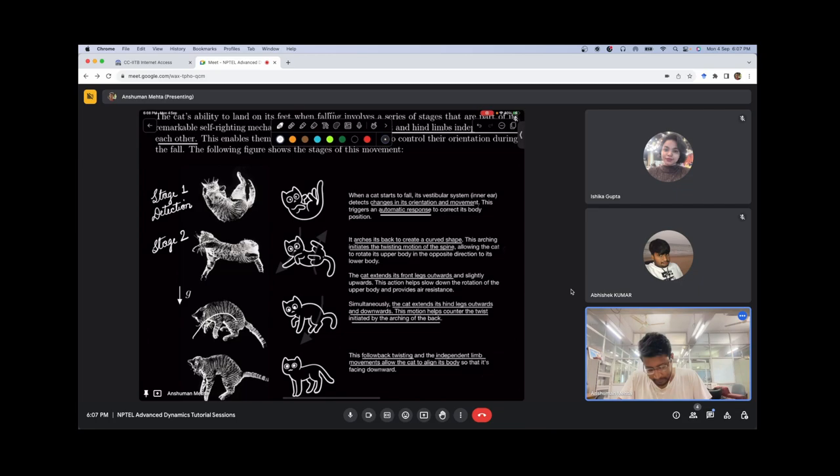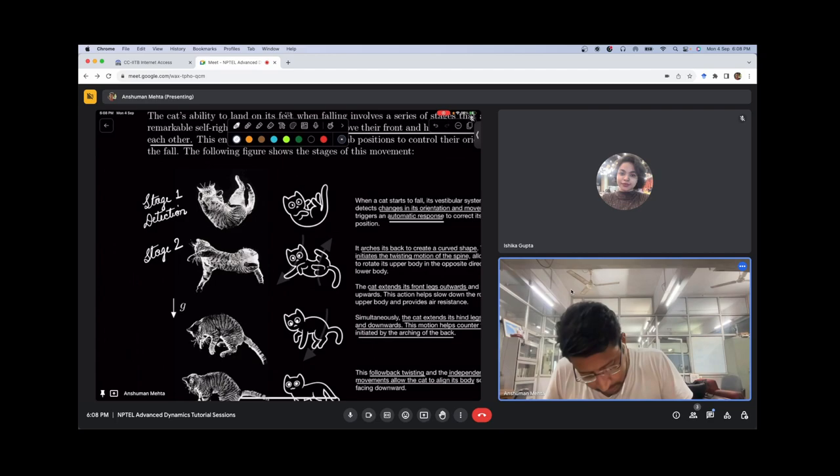So in the second figure, the hind legs and the front legs are both getting into different directions. Okay, so this is called twisting. As we twist our back like this, their legs as well as upper body part twist in different directions, just like yoga. So that is the first thing, bending and torsion.